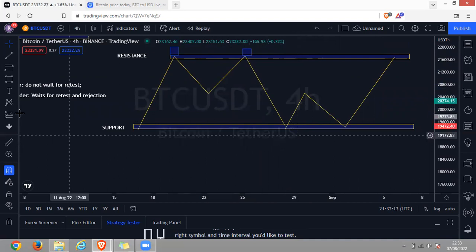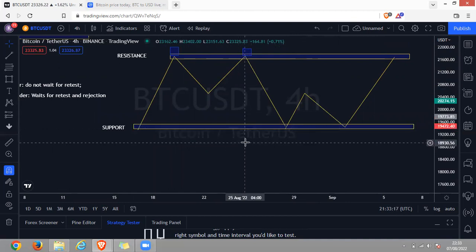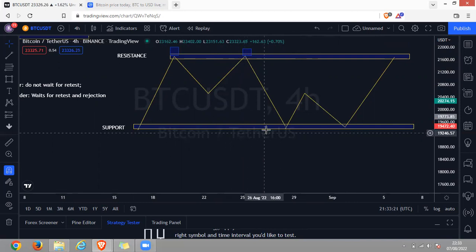Now, this is what happened. The moment he gets to this zone, this is my zone, my support zone, a lot of persons are buying. A lot of persons are buying at this particular zone. So what does that mean? We have pending orders of people who want to buy.